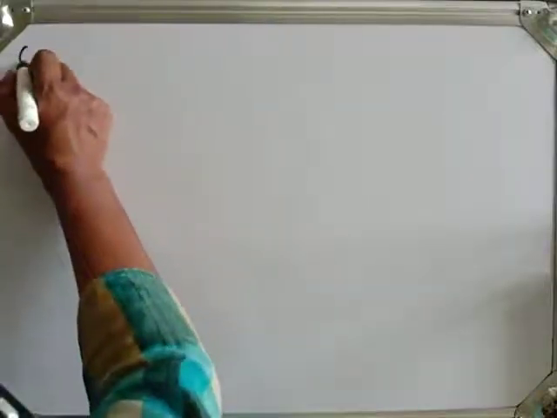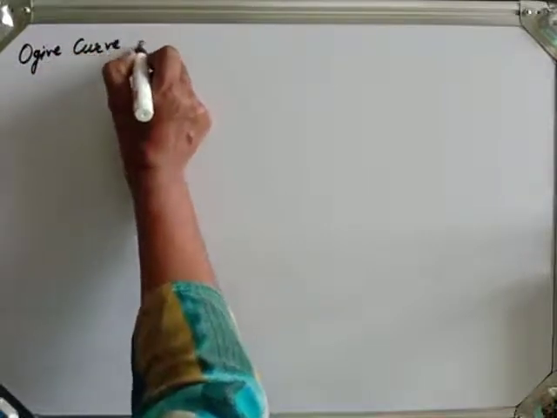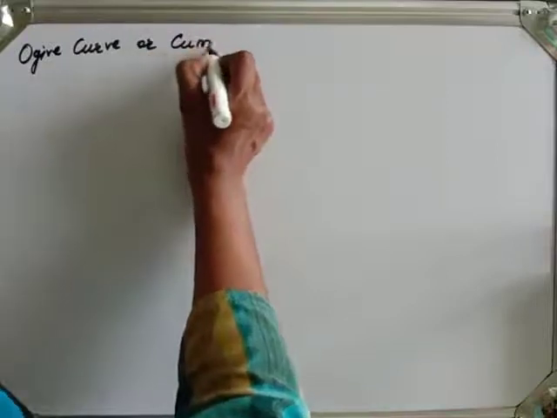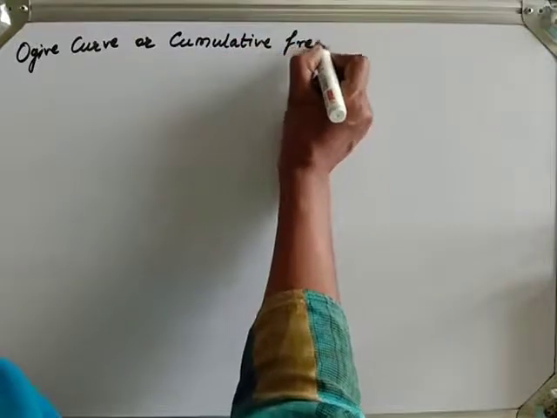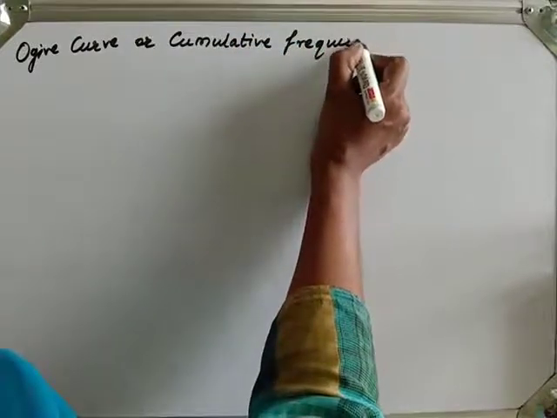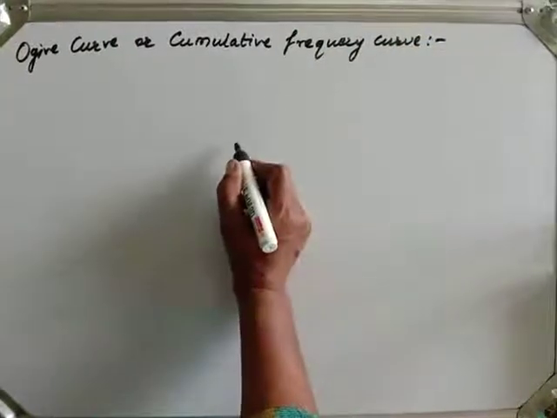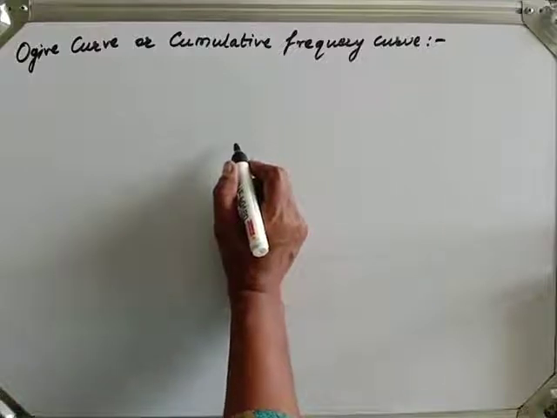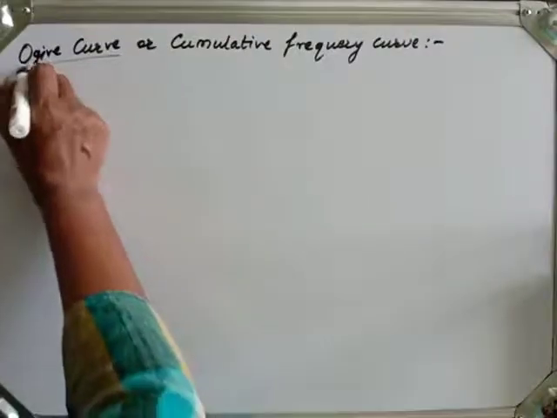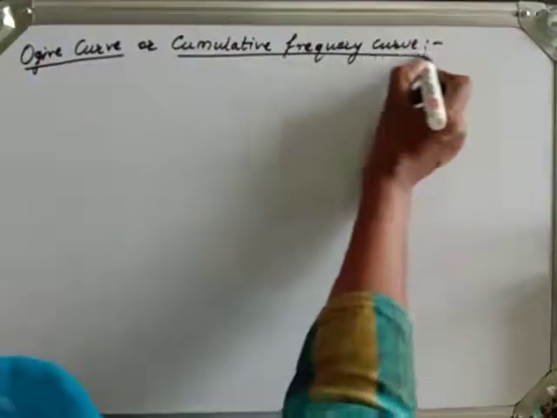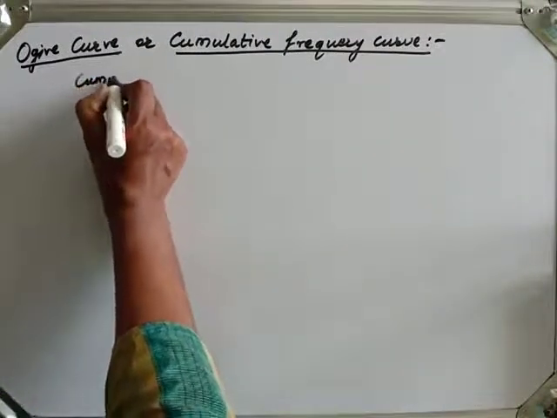The Ogive curve is also known as the cumulative frequency curve. Cumulative frequencies are of two types, that is less than cumulative frequency and more than cumulative frequency. Due to that, here also there are two curves, the less than cumulative frequency curve and the more than cumulative frequency curve.